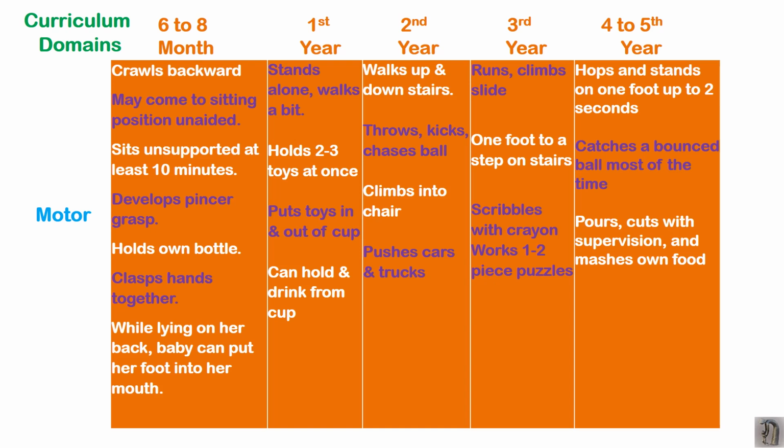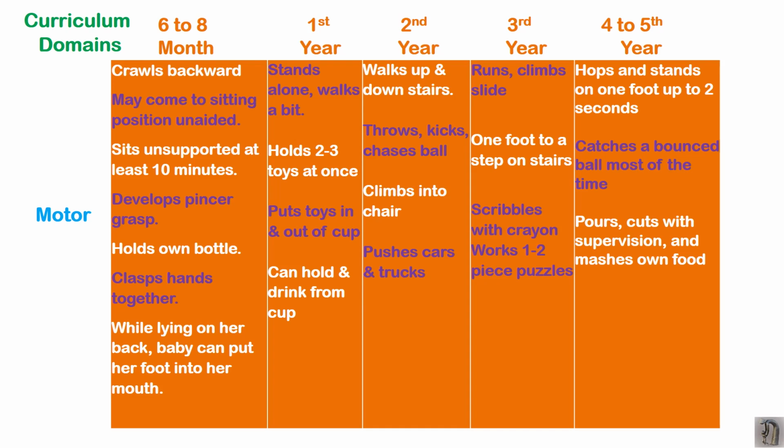Develop a pincer grasp, holding small objects. Hold their own bottle, for example, if a child has a separate bottle for drinking milk, the child must hold it independently. Claps hands together, at least the child must develop this by the 8th month. Then, while lying on her back, the baby can put her foot or his foot into her mouth. That is very important, which you have seen in babies, in smaller kids, and then you must understand that the child is between 6 to 8 months.